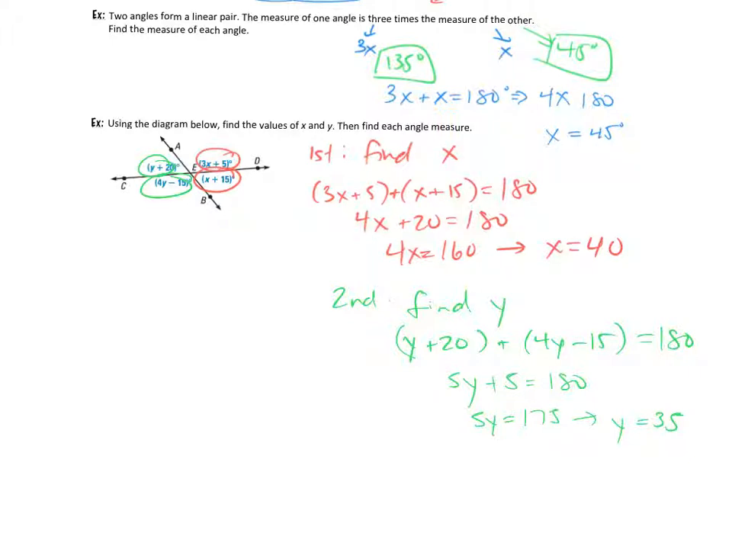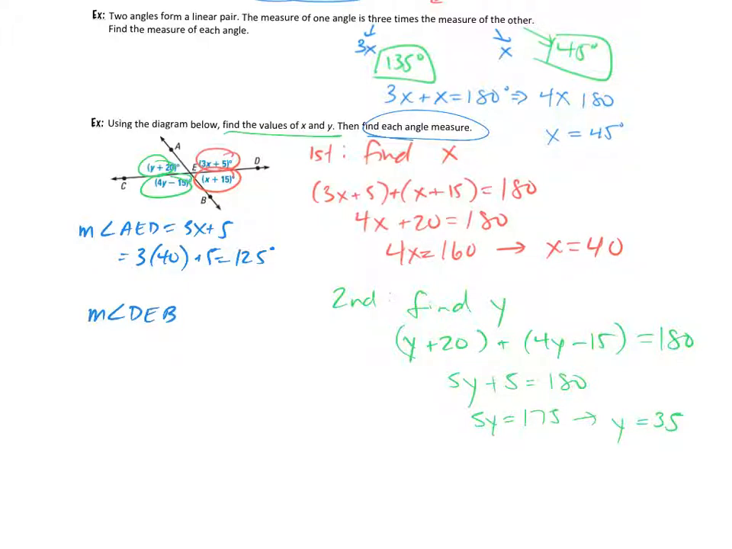So I found the values of x and y, but what I still have to do is find each angle measure. I'm going to do these one at a time. The measure of angle AED is 3x plus 5, and now I'm just going to substitute. So 3 times 40 plus 5 is 125 degrees. The measure of angle DEB is x plus 15, which is 40 plus 15, or 55 degrees.